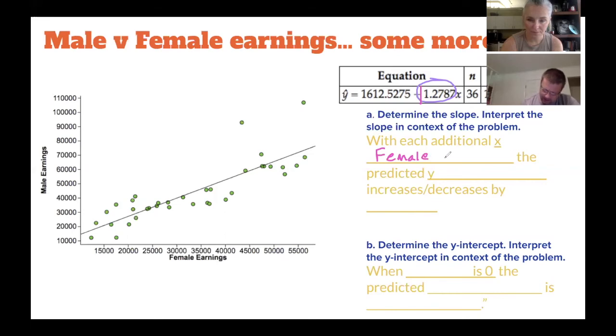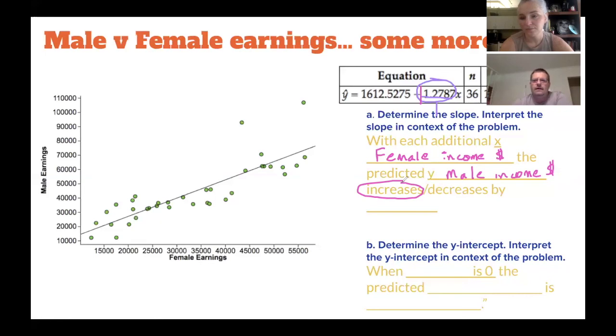That would be dollars, right? Yeah. The predicted y, that would be the male income. And again, that's still dollars. Increases or decreases? Well, that slope is positive, so I would put the word increase. Now, you're not going to have blanks. You're going to have to write the whole stem, but you're always going to use this framework. Then I'm going to put in the value here. I'm going to put 1.28, because it doesn't make sense to have all those decimals when we're talking about money.